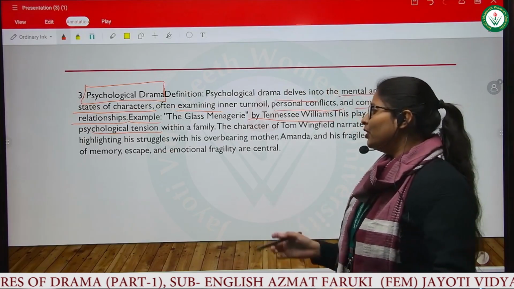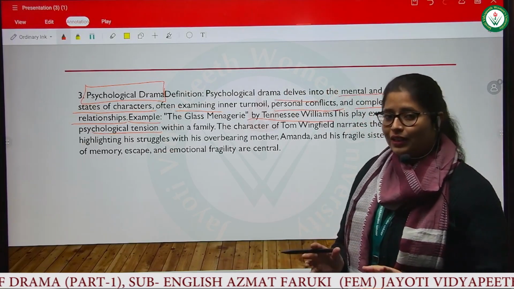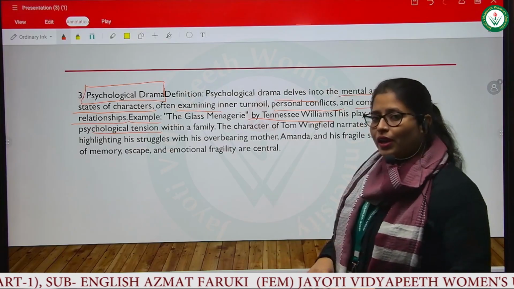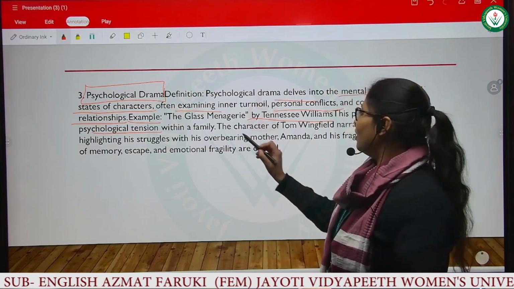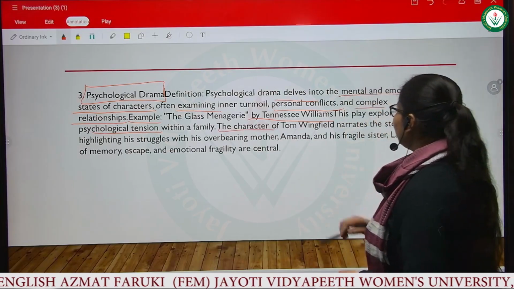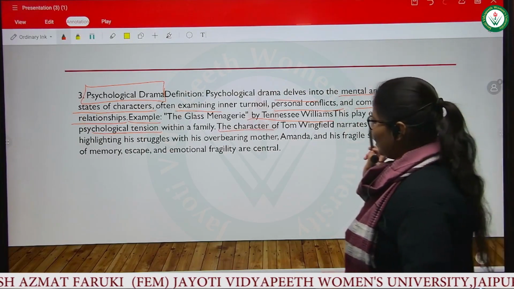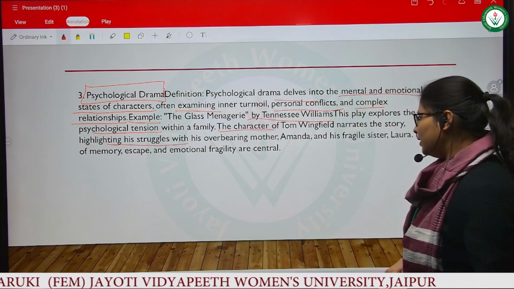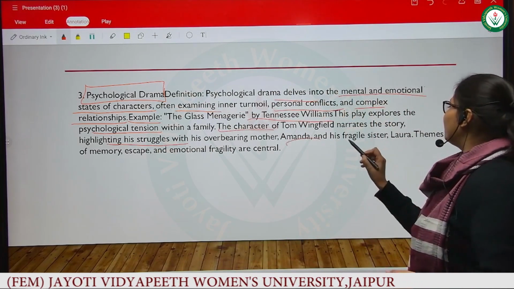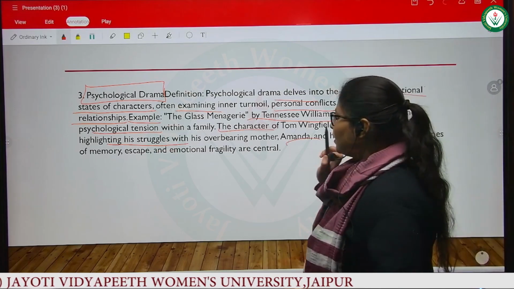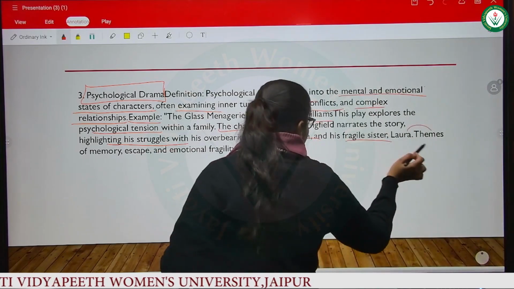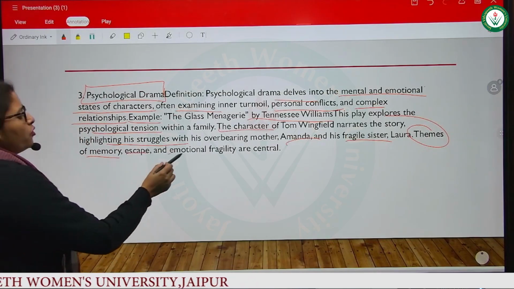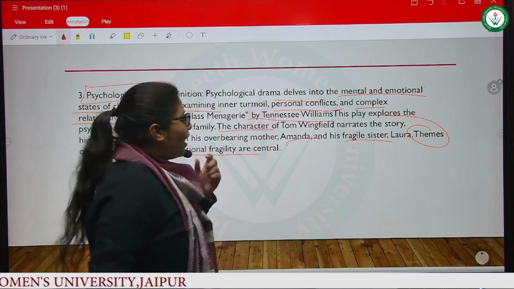In this play, we see how, due to the situation, the whole psychological tension takes place in the family, and how the characters mold according to their situation. The character of Tom Wingfield narrates the story, highlighting his struggles with his overbearing mother Amanda and his fragile sister Laura. What are the themes? Themes of memory, escape, and emotional fragility are central.